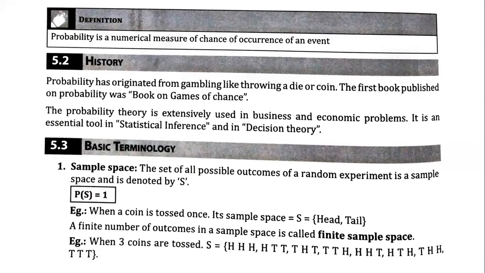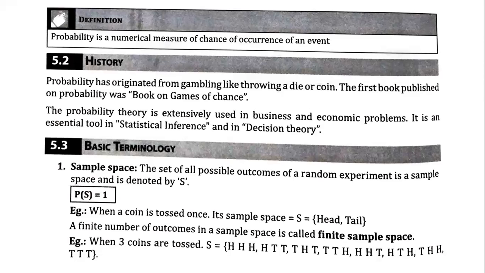So the set of all possible outcomes of the experiment is called a sample space, and it is denoted by S. Now let us see a few examples. When we toss a coin, the coin will have two faces, one is head and the other one is named tail. So the sample space of tossing one coin is either a head or a tail can come. So those are the two possibilities.